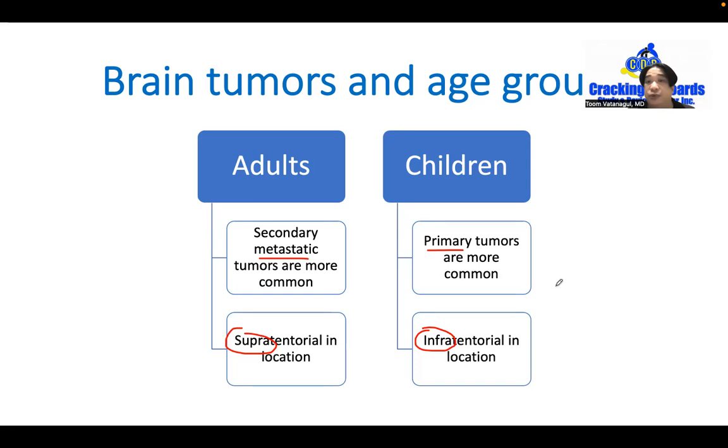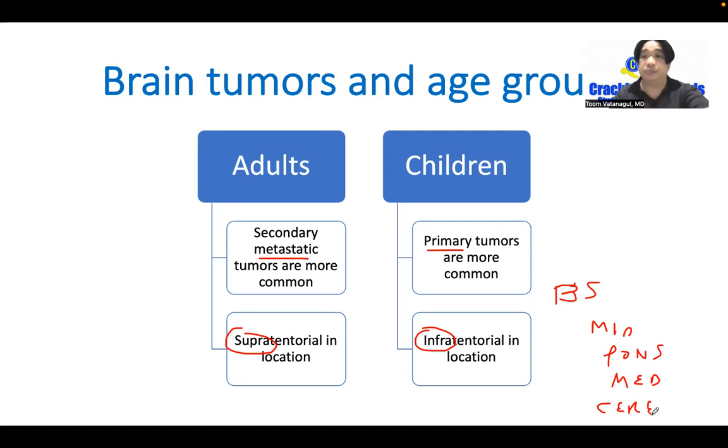Okay, now what are the infratentorial structures? In the infratentorial structures, we have the brainstem. So you're going to have the midbrain, the pons, the medulla. And of course, we have the cerebellum. So most children have tumors which are infratentorial in origin. But you have to remember, you can also see infratentorial tumors in adults, but it's more common in children, okay?